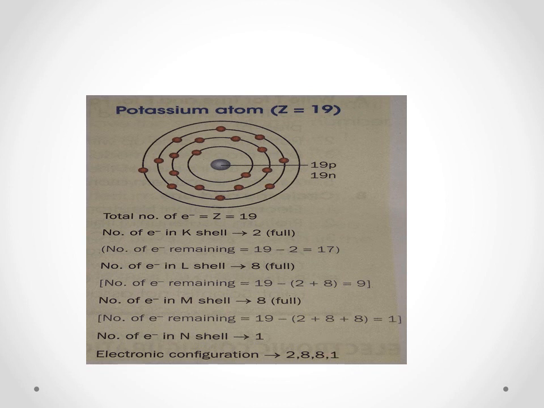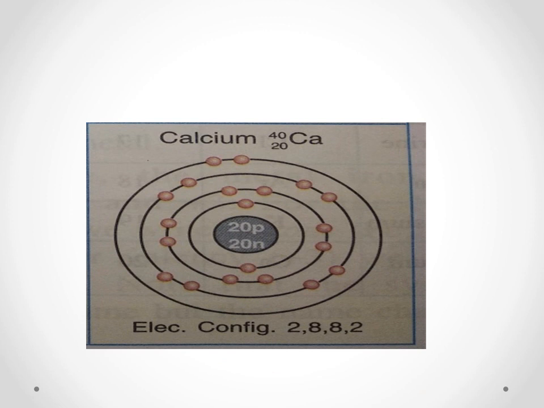The same is the case with calcium atom also. You can see the electronic configuration of calcium atom is 2, 8, 8, 2.